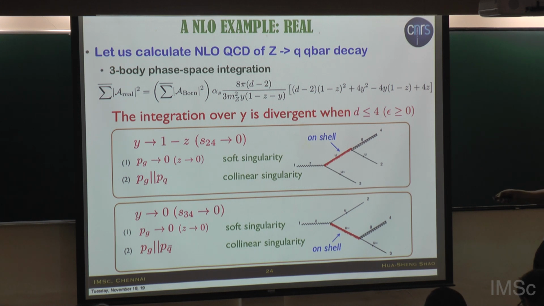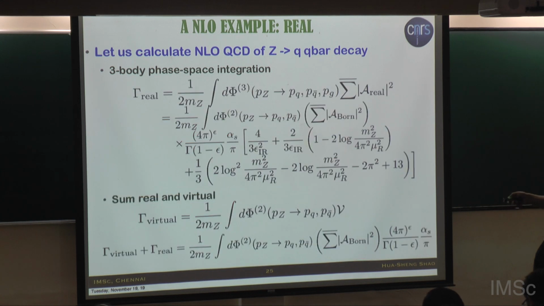And also if PG and PQ are moving in the same direction, they are collinear, then S24 is also 0. So it's a collinear singularity. Same thing here: the gluon goes to the anti-quark and the gluon goes soft. So then I perform my LO gamma term to the 3-body phase space. Then I just integrate, factorize out my 2-body phase space and Born, and then integrate out my dz and dy. Then I also get infrared divergence. So here, in the real emission, I only have the infrared divergence. I do not have ultraviolet divergence.